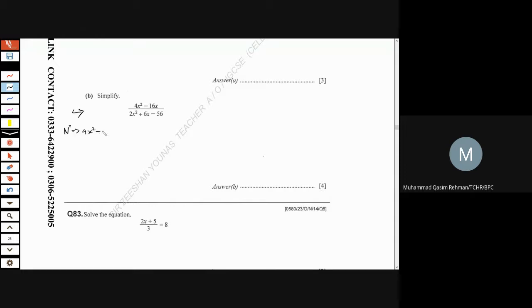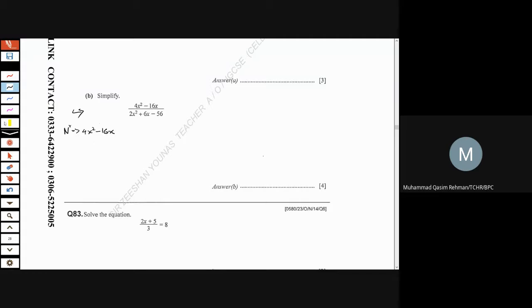4x squared minus 16x. This is what I have in the numerator. In order to simplify, I need factors in the numerator and the denominator so that I can cancel the factors which can be cancelled out. So definitely we are going to factorize. We are going to do it turn by turn, first the numerator and then the denominator.